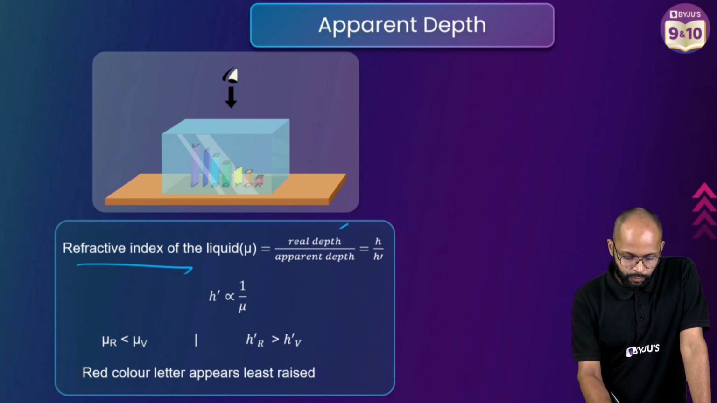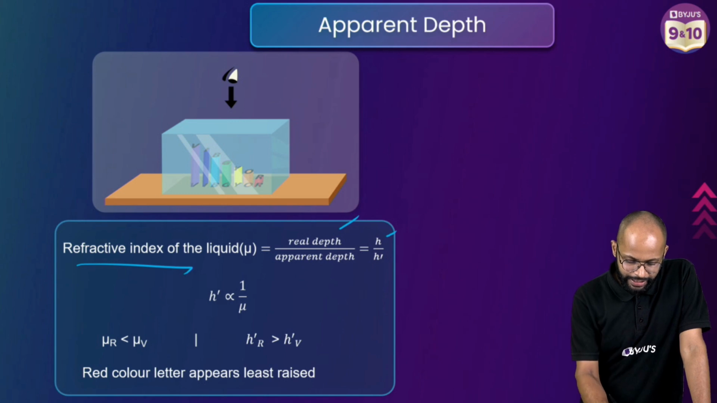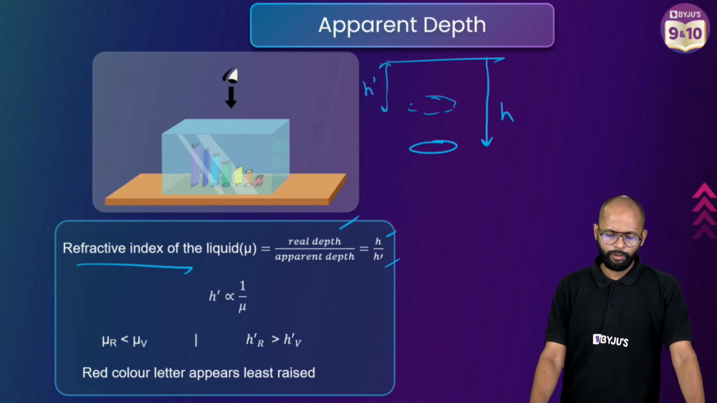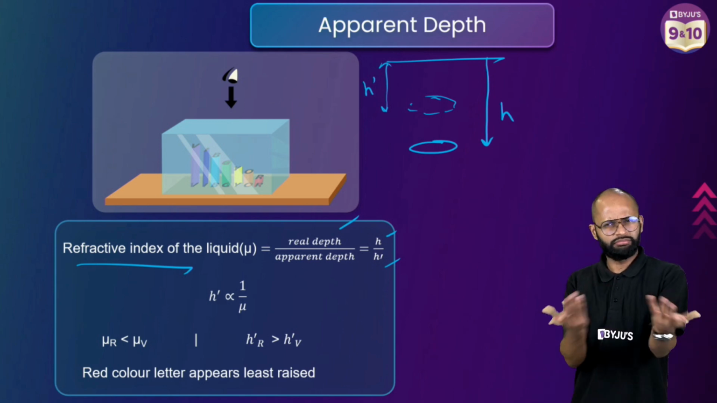Refractive index of the liquid is what? Real depth upon apparent depth. Not a problem. Very good. So real depth is, let's say, h, and apparent depth is, let's say, h dash. Alright, not a problem. So this is my real depth from the surface. This is h, and this here is my apparent depth. This here is, let's say, h dash. Alright, not a problem. And real depth is more than apparent depth, so h upon h dash will be more than 1. We understand this.